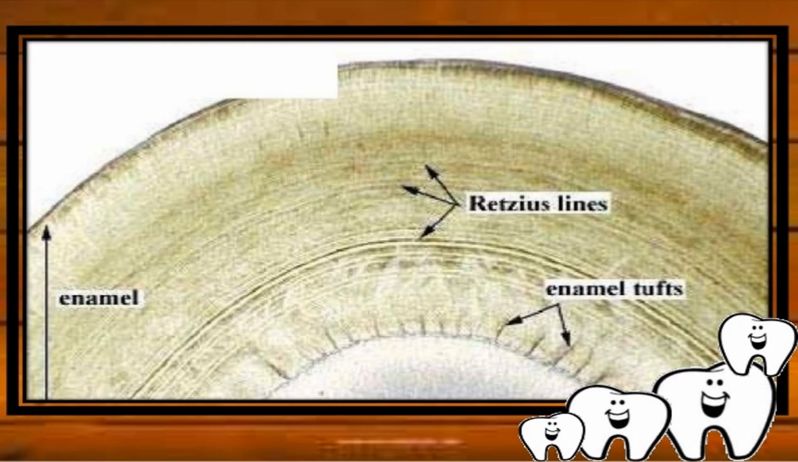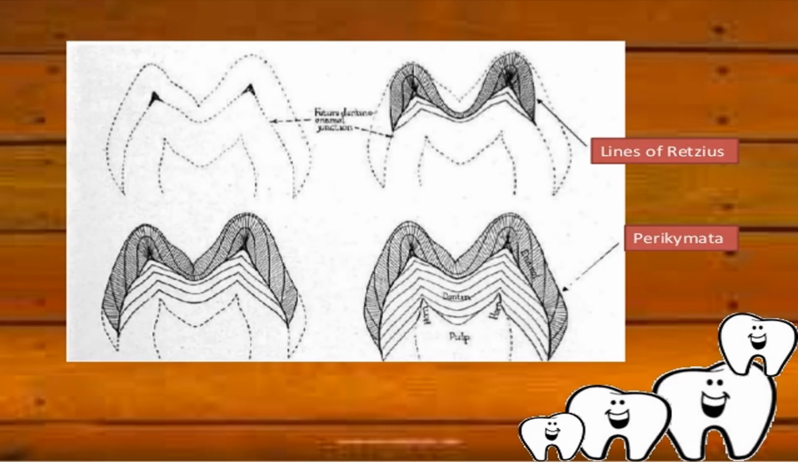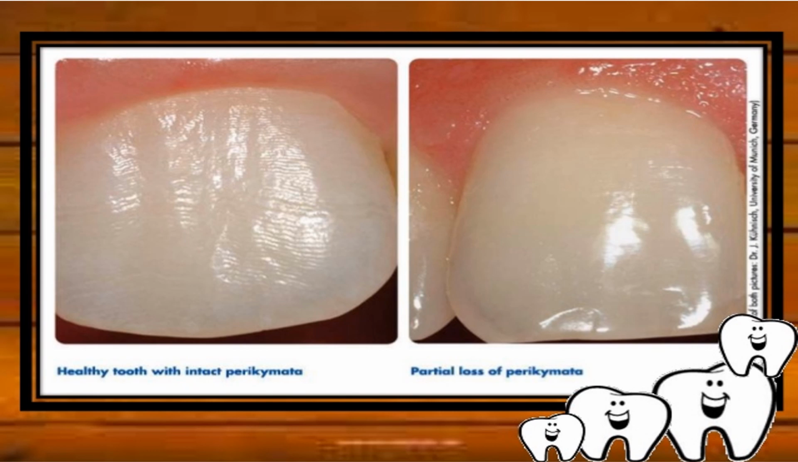See in this figure. What are perikymata? Perikymata are transverse wave-like grooves that are thought to be the external manifestations of the striae of Retzius. Perikymata are nothing but the external manifestations of the striae of Retzius. See, in this figure, both lines of Retzius and perikymata are depicted. In the first figure, a healthy tooth with intact perikymata. Now, in the second figure, partial loss of perikymata is there.